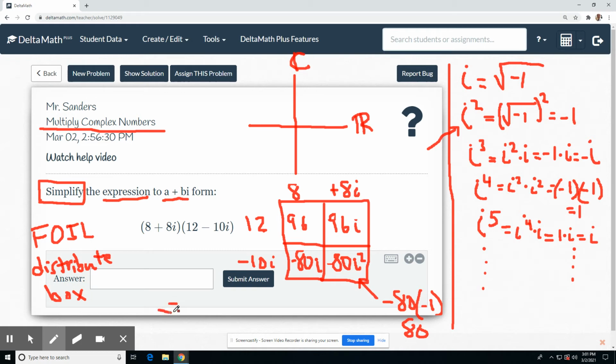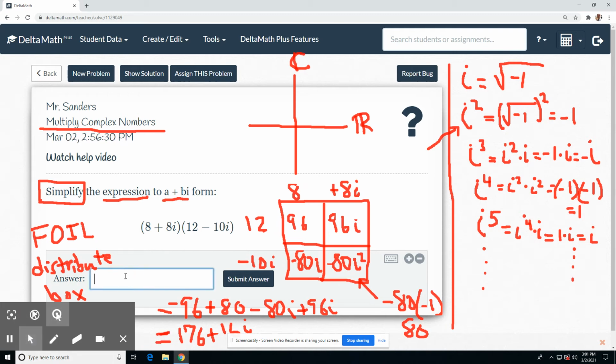So all of this turns into 96 plus 80, and we get -80i and plus 96i. All right, got a lot of 96s and 80s here. That looks like 176. And that looks like 16i. So just combine like terms at the end. 176 plus 16i is what I got.